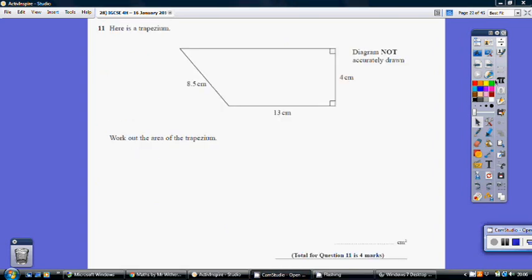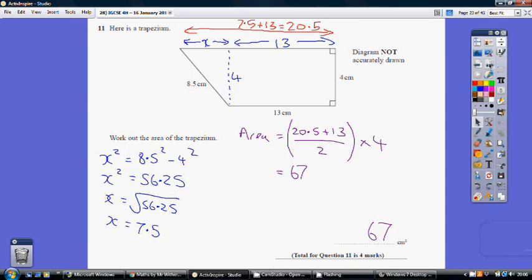Question 11. I thought this was a clever question actually. Just got to be careful here. Now we've got to work out the area of the trapezium. Now to work out the area of the trapezium, you've got to average the two parallel sides. So this is the length right along the top plus 13 and then halve it and multiply that by the height between the two parallel lines, which is 4.